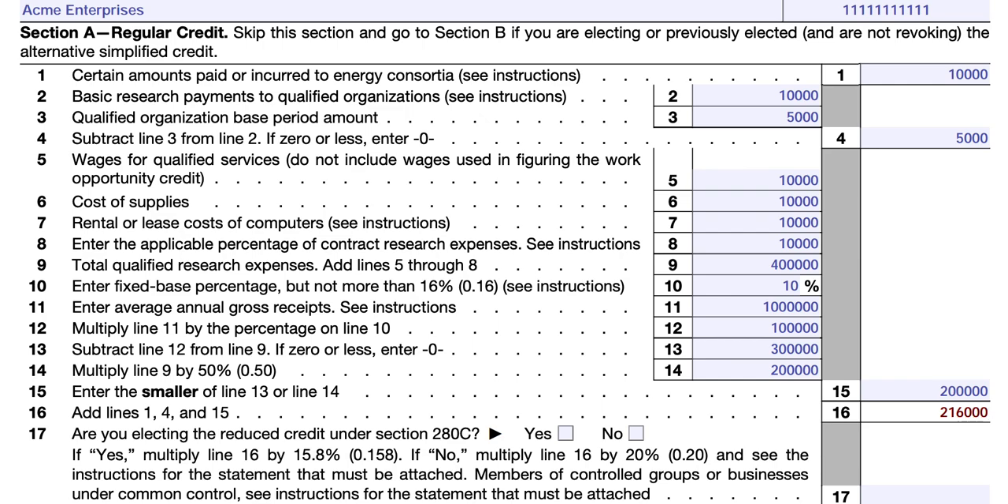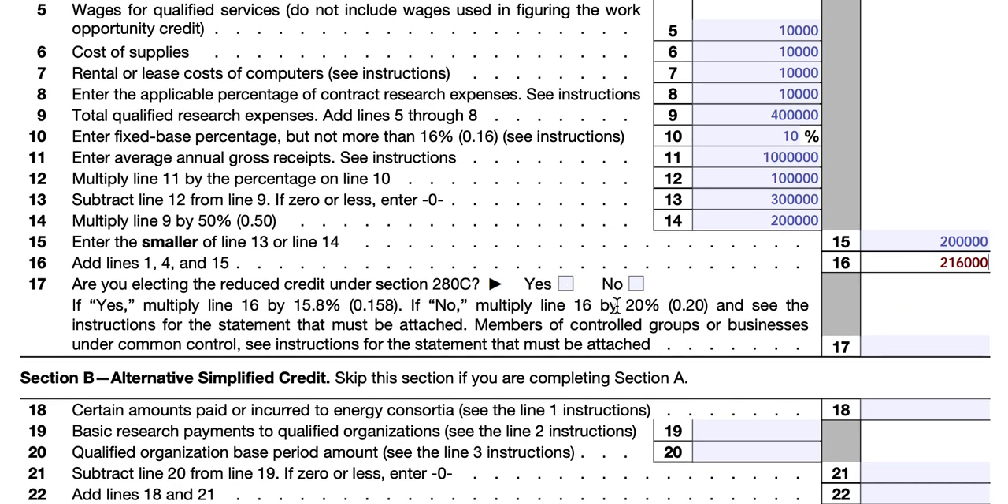If you elect to claim a portion of your research credit as a payroll tax credit, then that amount is treated as a research credit for the purposes of this reduced credit. So we'll just answer no, and then we'll multiply the line 60 number by 20%. If you said yes, you would have to multiply it by 15.8%.